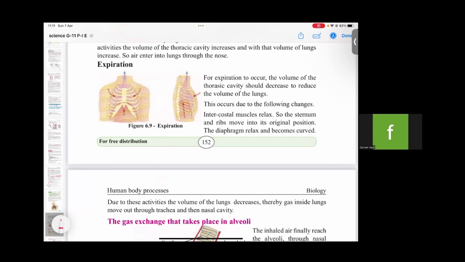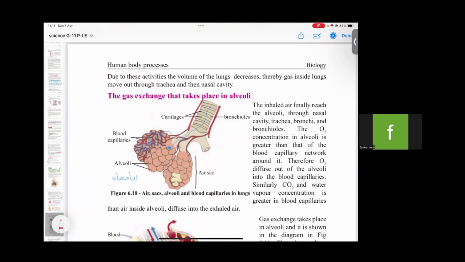So the sternum and ribs will come to their original position. The diaphragm will relax and become curved. So due to these activities, the volume of the lungs will decrease. Thereby the gas inside the lungs will move out to the trachea and then the nasal cavity. Understood? Do you have any doubt regarding this process?